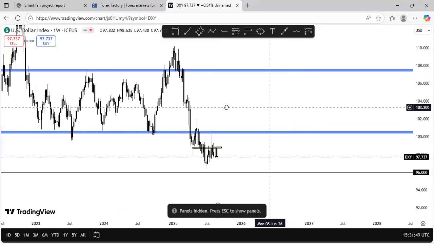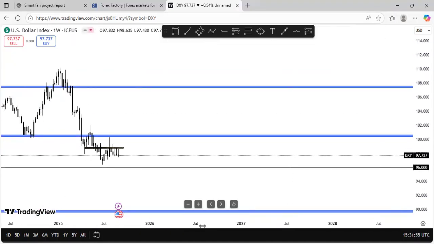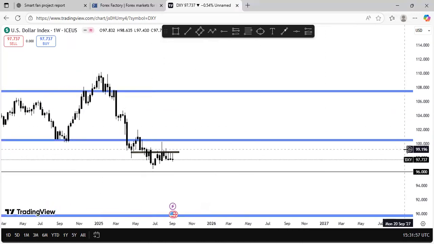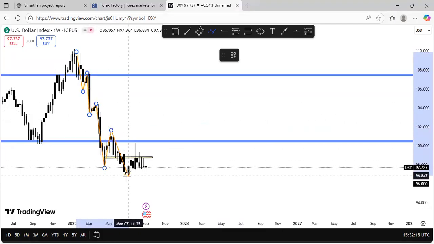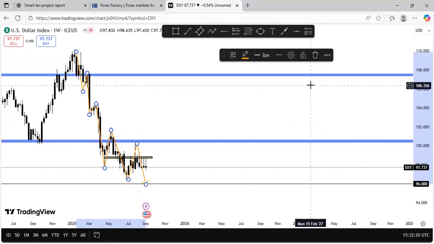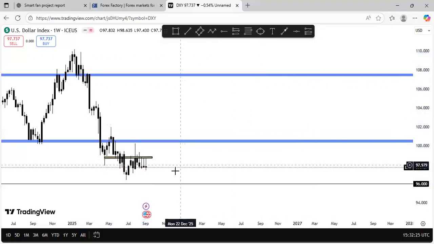On the weekly time frame, to show the clear trend, I'm going to pull these: we've got lower high, lower low, lower high, lower low, lower high, lower low, lower high, and we're pushing down. So that's the trend for the DXY. The DXY is pushing downwards. It's clear as day.